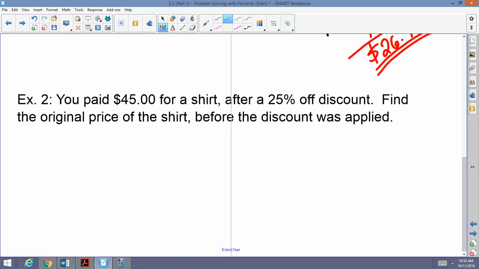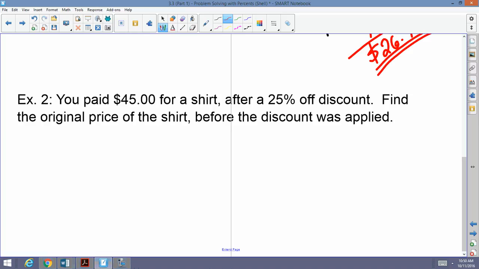90% of people will probably go, oh, 0.25 times 45, and now you add it back, right? Who would have thought to do that? Be honest. Thank you. Now you're going to learn. You never do that. Think about your logic there. What you're saying is 25% of the $45 is the same as 25% of the original amount.